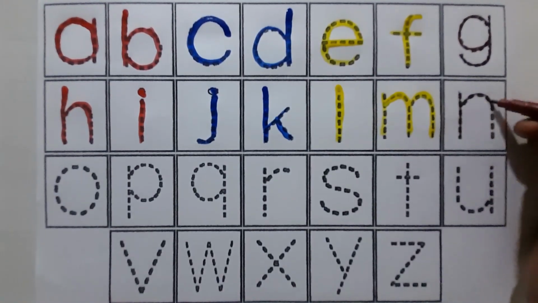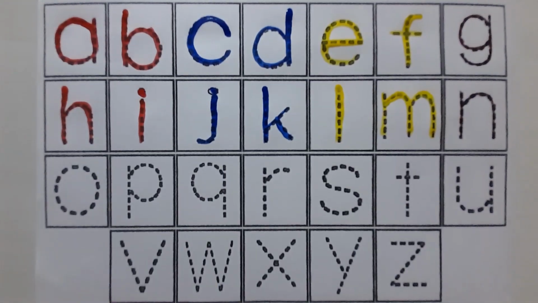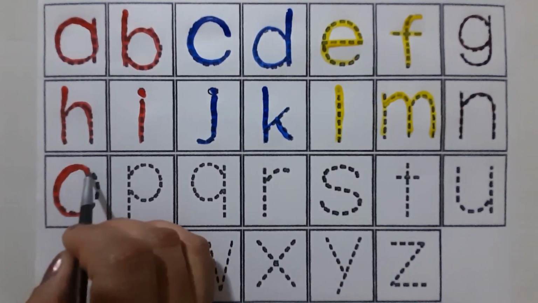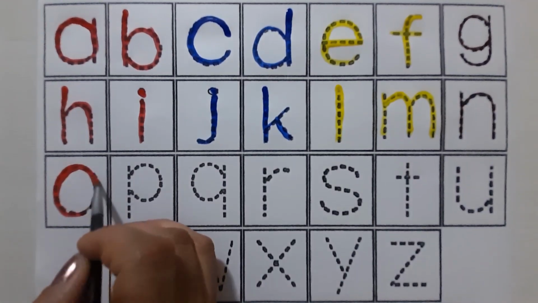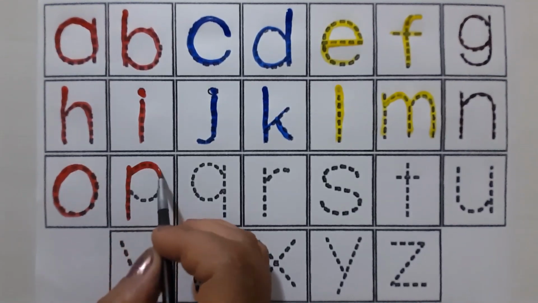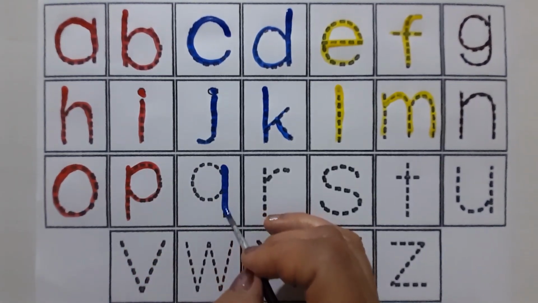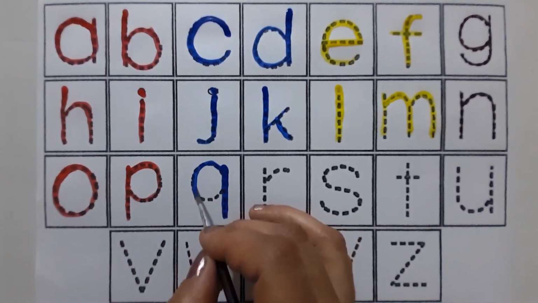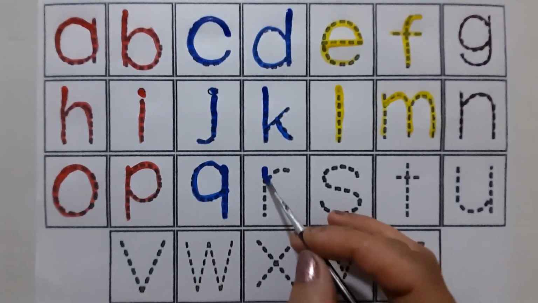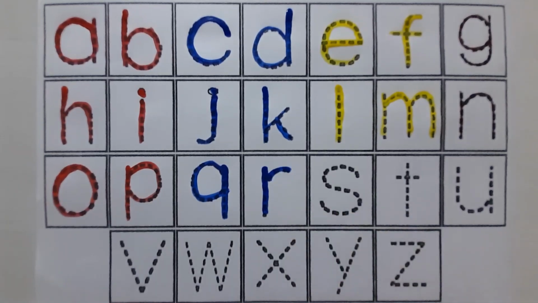Small n for nose. O for orbit. P for pumpkin. Q for quilt. R for room.